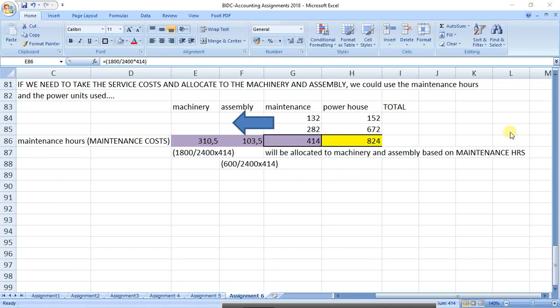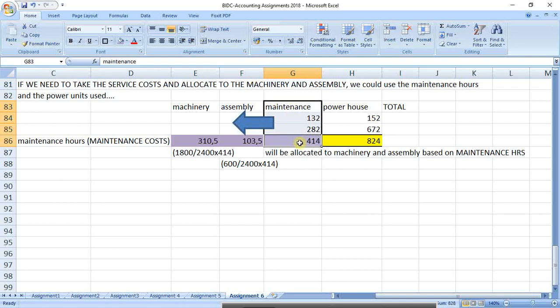Okay, so if you can understand a simple example, it's exactly the same here. What did I do? I took the maintenance and I allocated it to the machinery and the assembly based on what? The hours. Okay, so let's do that for the powerhouse. If they want you to allocate the powerhouse cost, how much did the powerhouse use? The powerhouse used that and that. When I added those two amounts together, I got the 824. So what am I going to do? I'm going to allocate the powerhouse cost over to what? To the machinery, the assembly, and the maintenance.